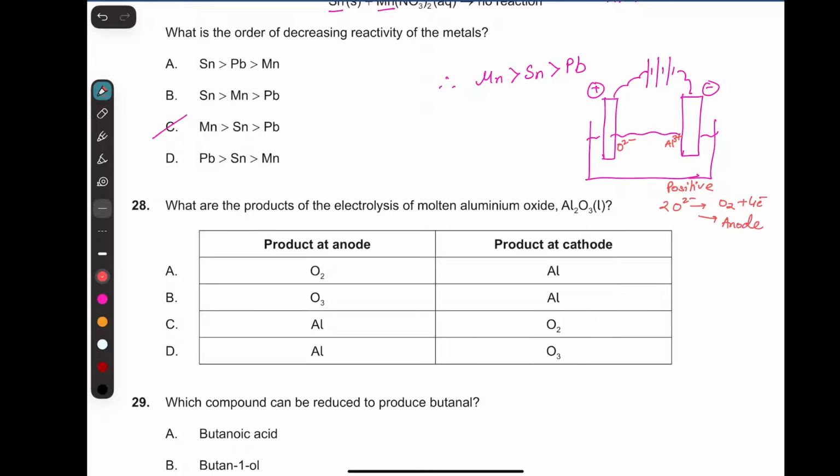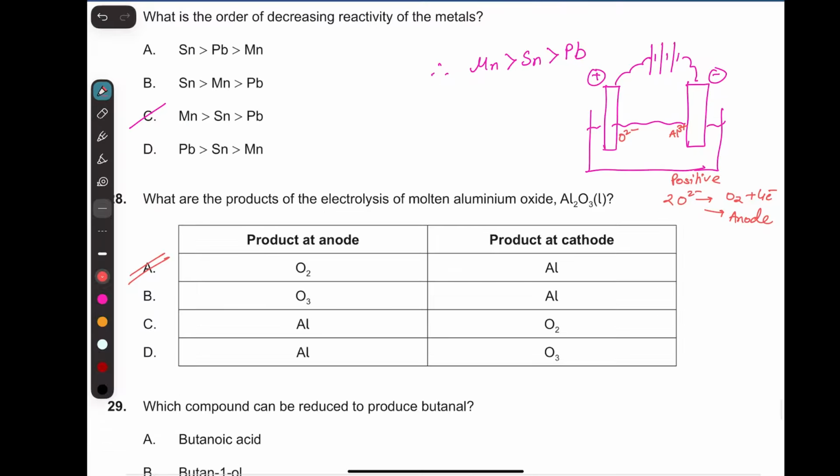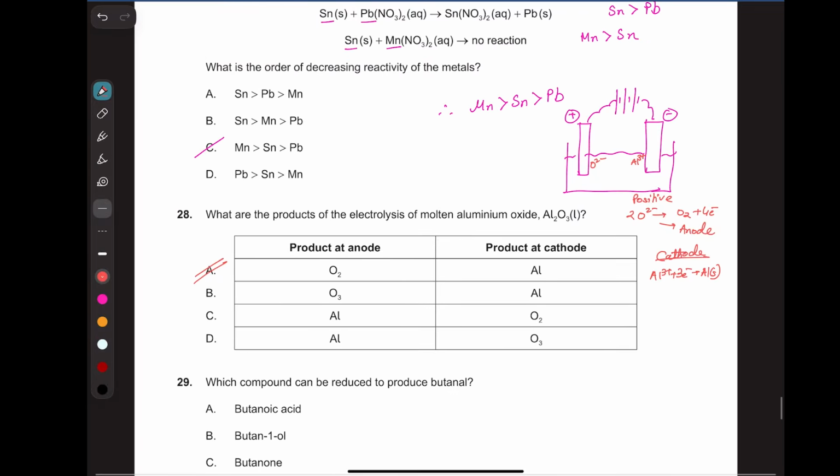So at the positive terminal, what happens is O2 minus will lose electrons to form oxygen gas and 4 electrons. This is oxidation, so this is the anode reaction, because always you have oxidation reactions at the anode. So product at anode will be O2. From that we know answer is A, but let's check the cathode. At the cathode or the negative terminal, Al3 plus will add 3 electrons to form aluminium solid. Yes, the product at cathode will be aluminium.